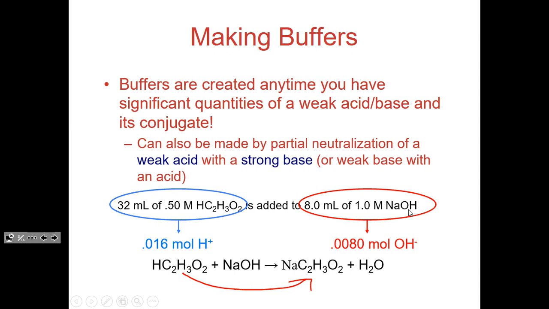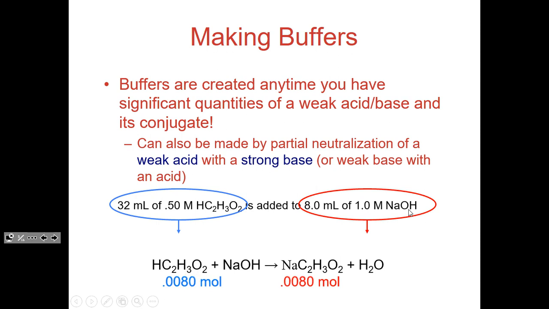So notice I have exactly half as much OH-, so I'm going to half neutralize my acid and make an equal quantity of its conjugate base. So in the end, through half neutralization or partial neutralization, I now have a significant quantity of both. So I can partially neutralize a weak acid with a strong base. I can also partially neutralize a weak base with a strong acid. The key is you have to partially neutralize it.